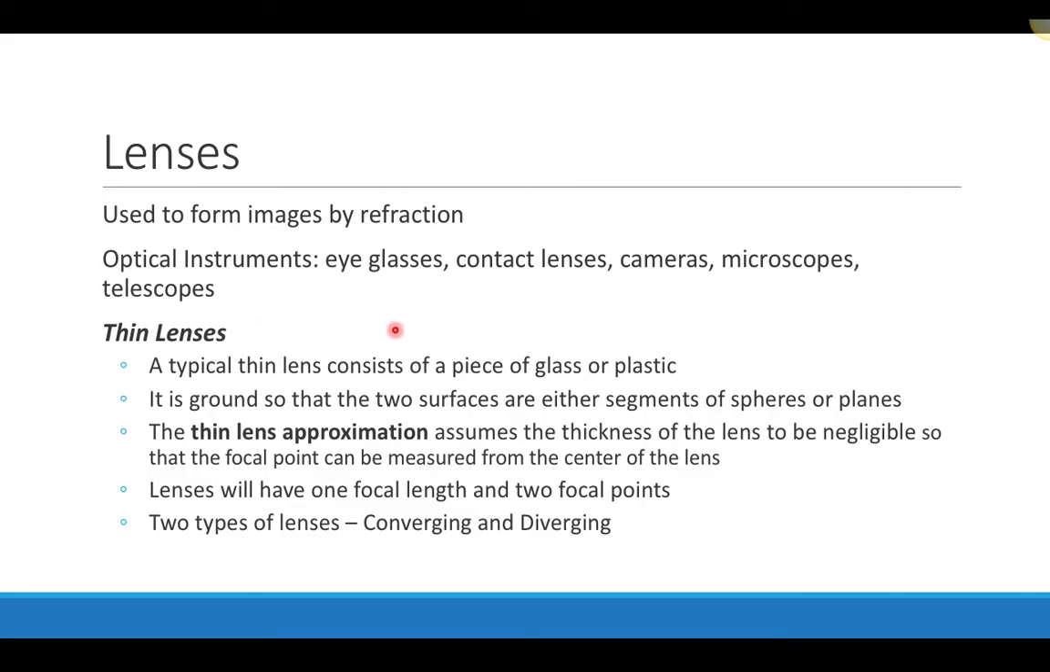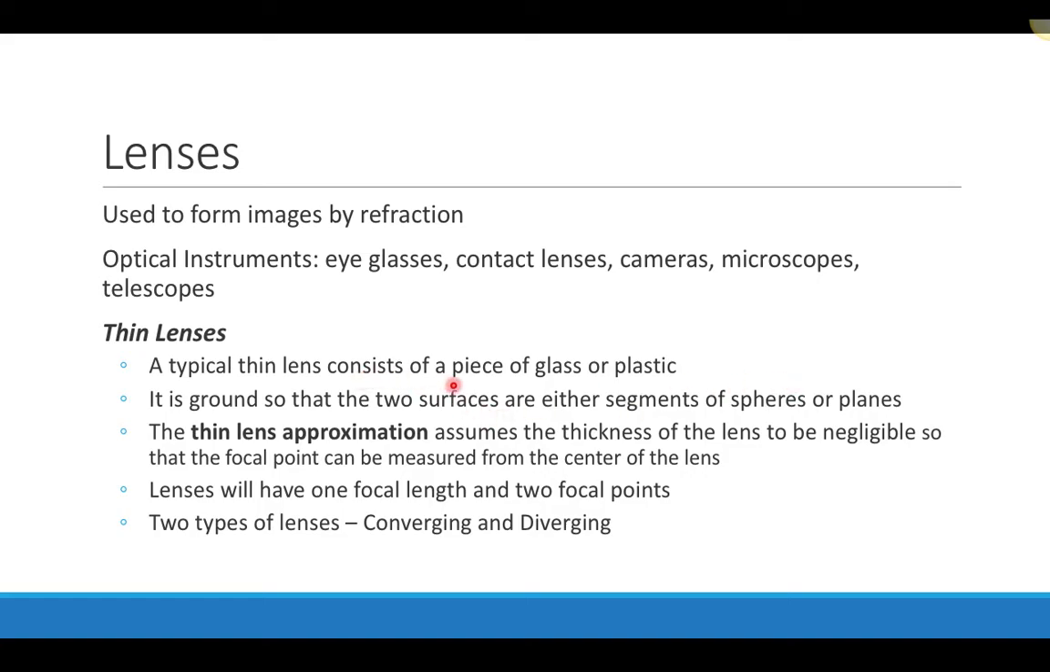So basically everybody's got a smartphone now and you've got a camera on your smartphone. It has a lens in it. And so all of these different optical instruments use these thin lenses, and they're all based on this idea of refraction. So we need to define what a thin lens is, and it basically consists of a piece of glass or plastic, and that piece of glass or plastic is ground so that the two surfaces are spheres or planes.